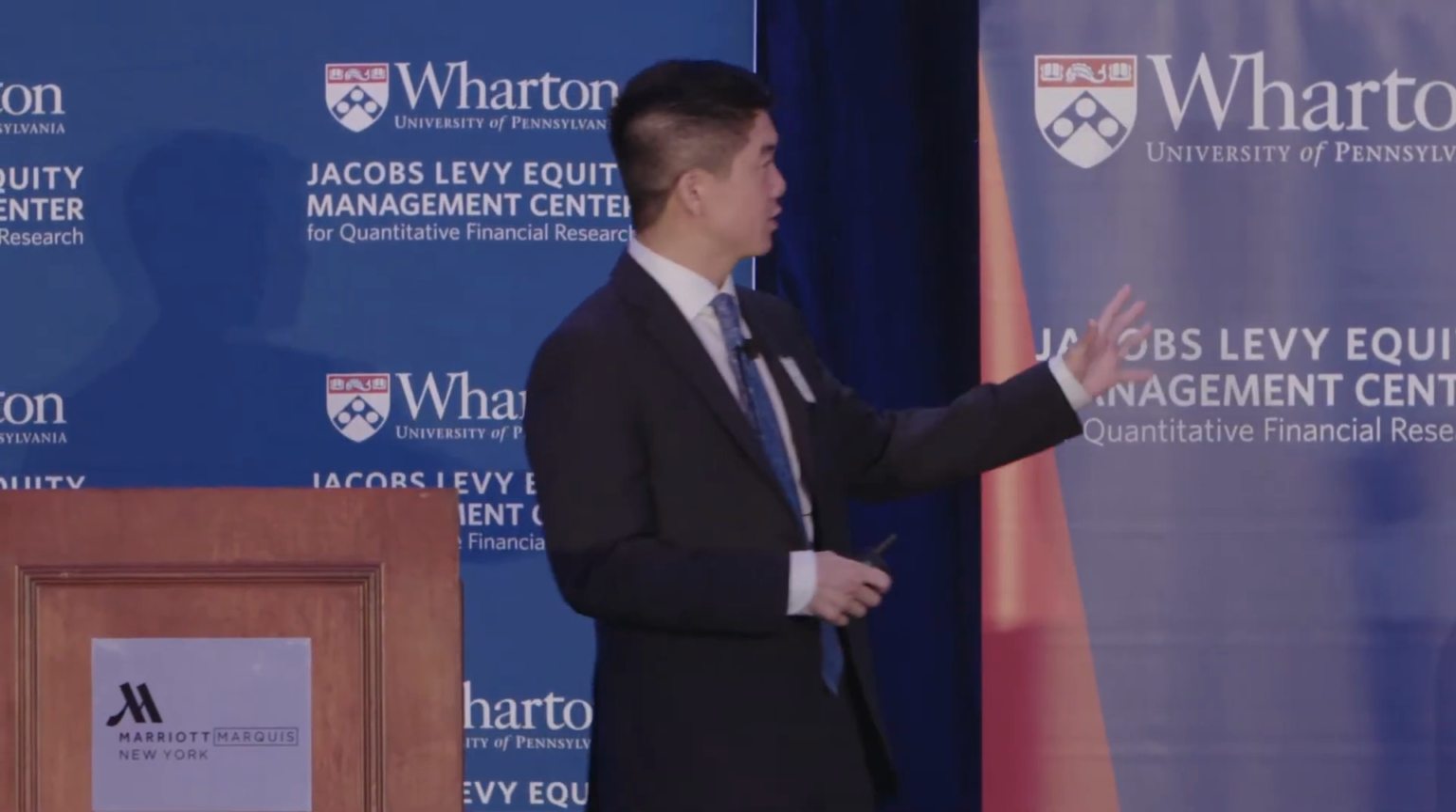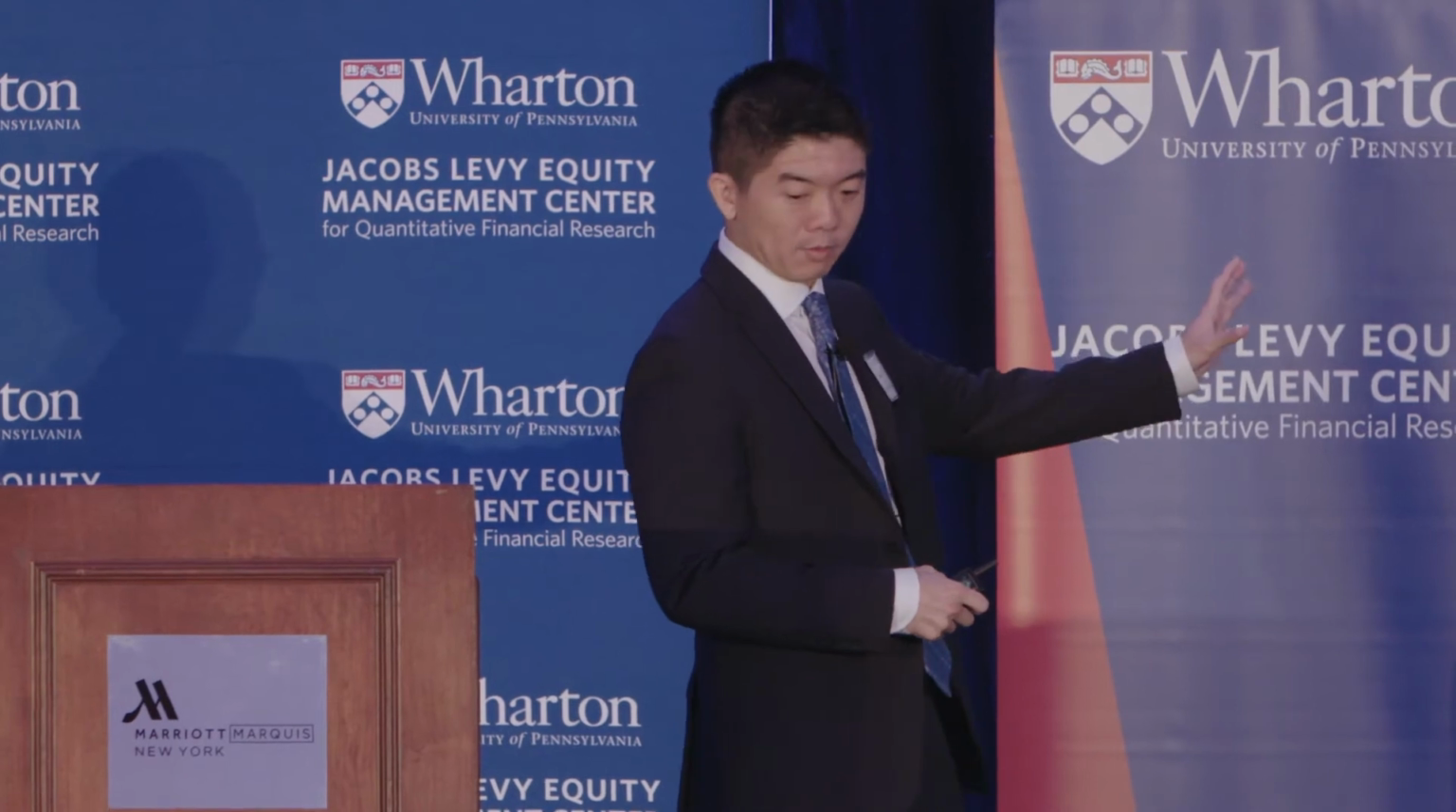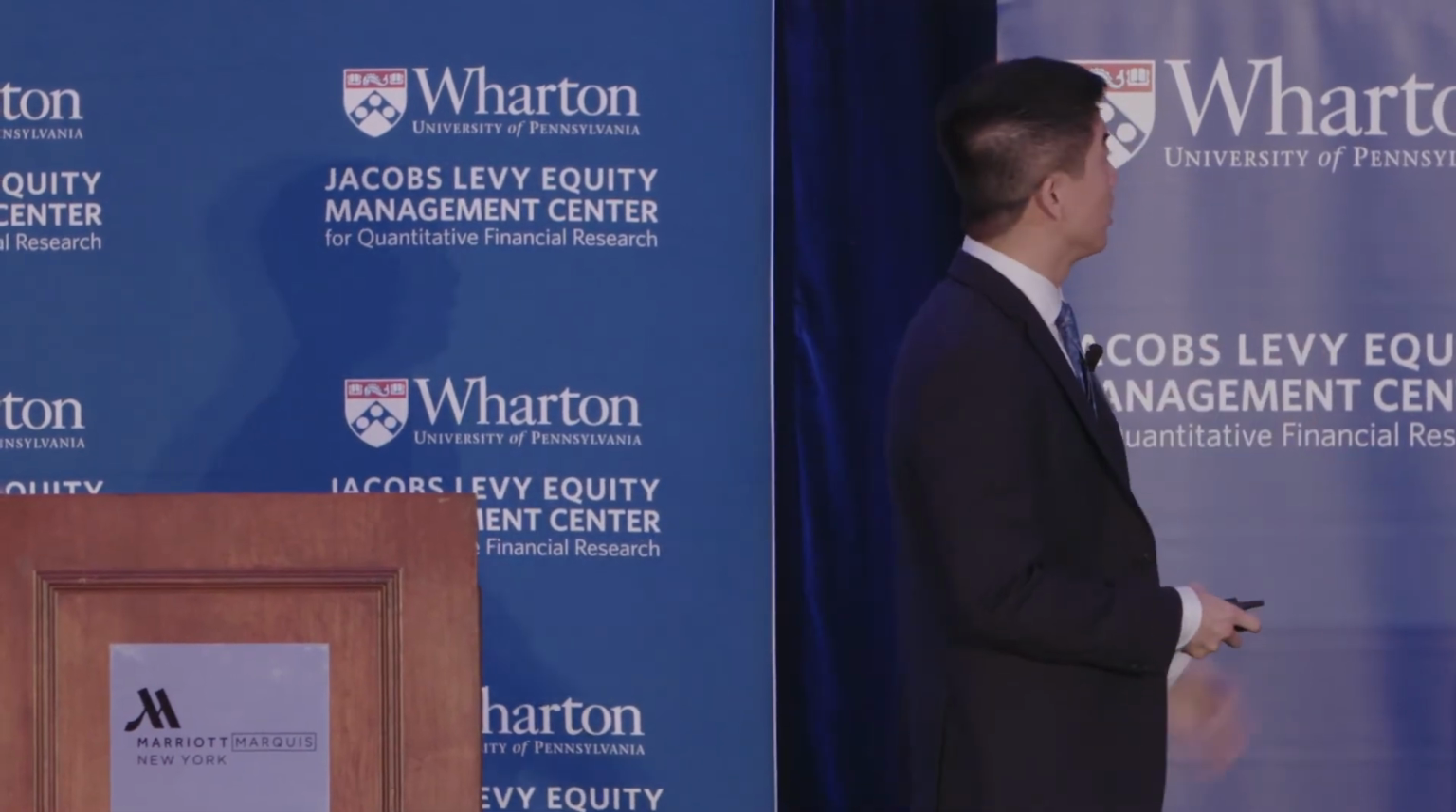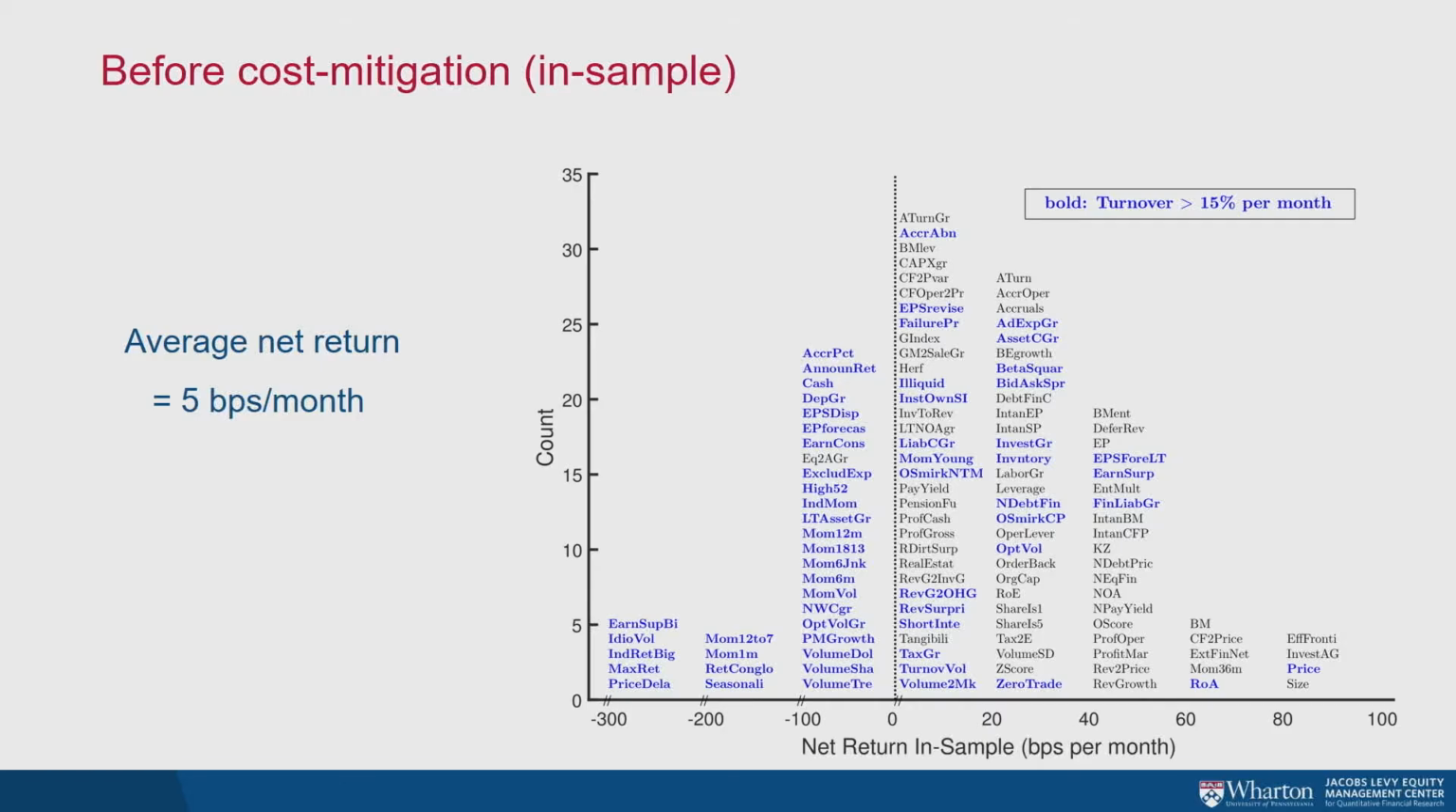Okay, so these next 2 figures I'll show you the performance of this cost mitigation. It performs well, in sample at least. Once again, this is a long list of anomaly names, and notice that the mode, this is before cost mitigation, is at 0, and there's a fat left tail. And if you average across all of these net returns, you get 5 basis points per month.